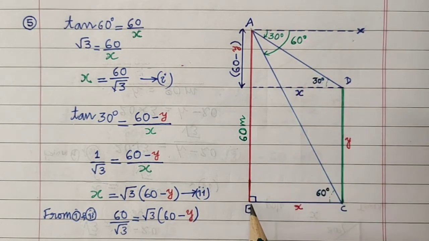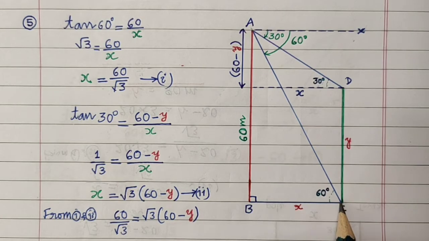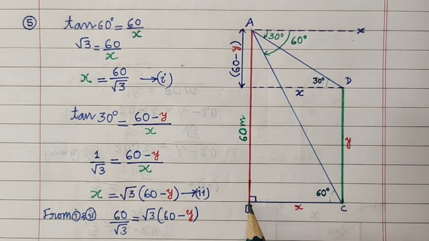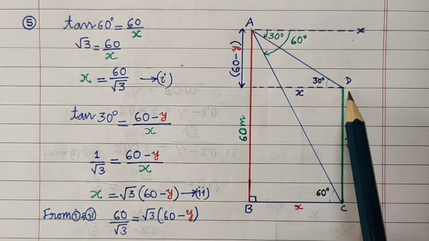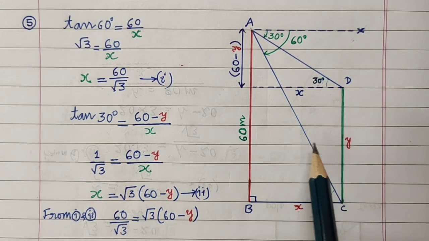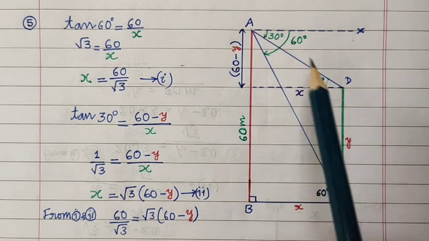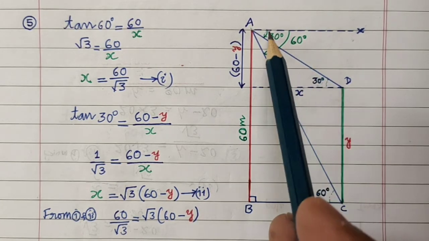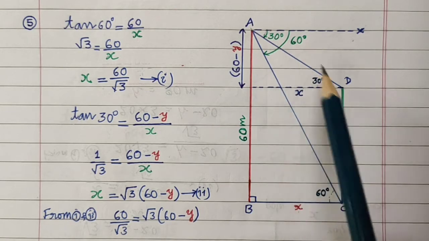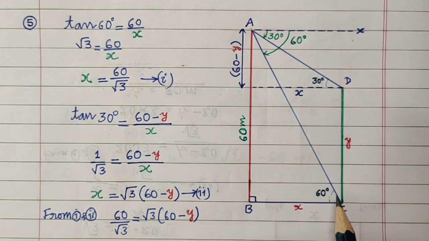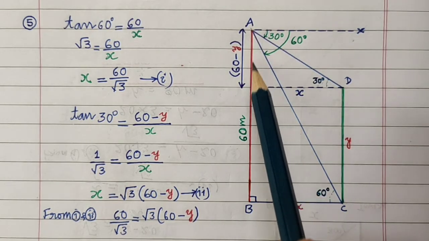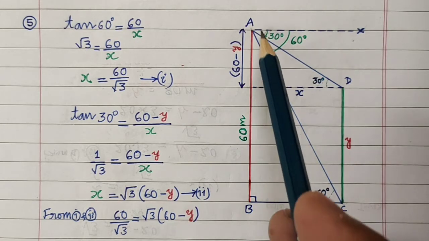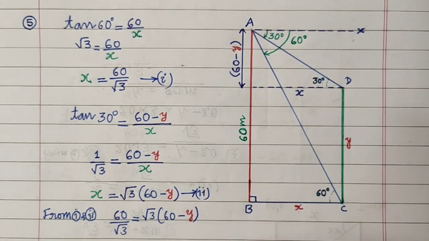So we need to find the distance between the building and the lamp post and the height of the lamp post. The distance between the building and the lamp post is x, and the height of the lamp post is y. So we know this is 30 degrees. These two angles are equal, alternate angles, and this angle is equal to this angle, 60 degrees. So we have two triangles here, and we need to find the values of x and y.